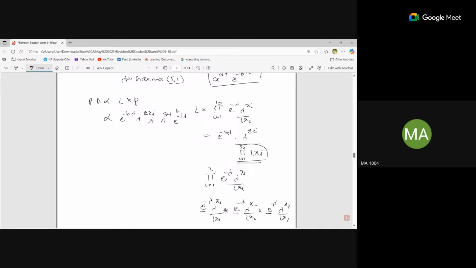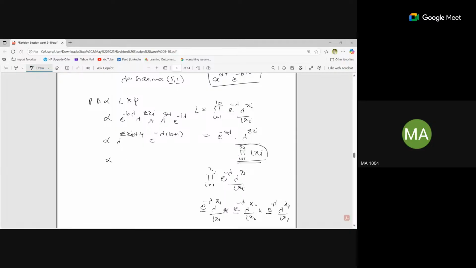Now, this will be equal to lambda raised to the power summation of xi plus 4, and e raised to the power minus lambda times 10. Plus 5? Sigma xi plus 5, because there is lambda power 4 minus 1. No, 4 only. Sorry, 4 only. So this will be 4.